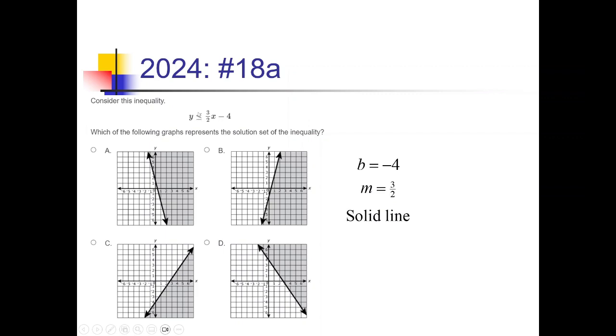And the less than, instead of greater than, y less than, means we're going to be shading below the line. In choice C, it looks like we are shading underneath this line. So this all points to choice C.